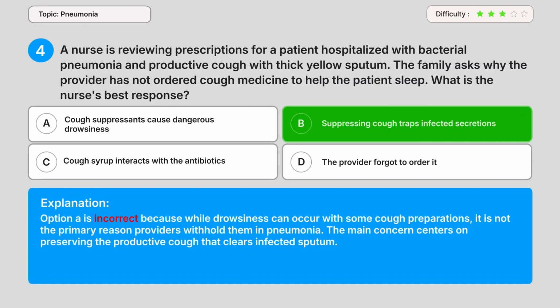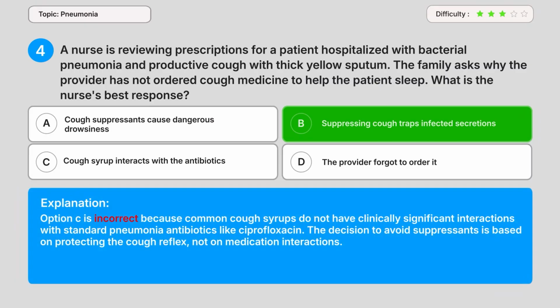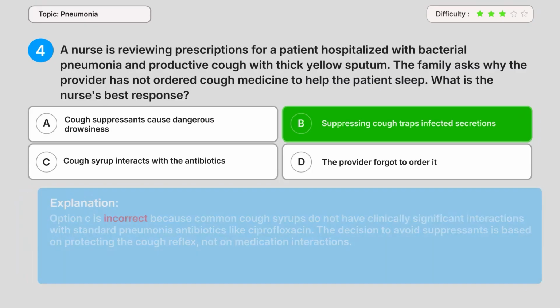Option A is incorrect, because while drowsiness can occur with some cough preparations, it is not the primary reason providers withhold them in pneumonia. The main concern centers on preserving the productive cough that clears infected sputum. Option C is incorrect because common cough syrups do not have clinically significant interactions with standard pneumonia antibiotics like ciprofloxacin. The decision to avoid suppressants is based on protecting the cough reflex, not on medication interactions.